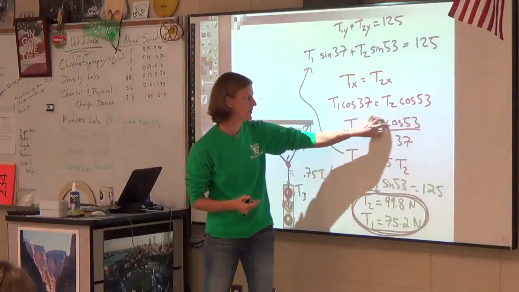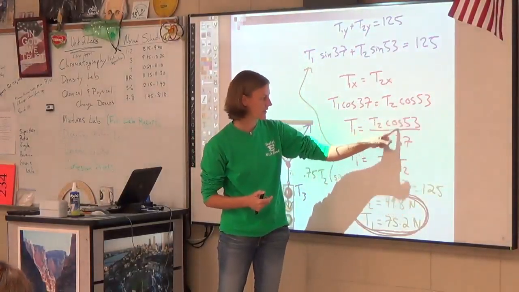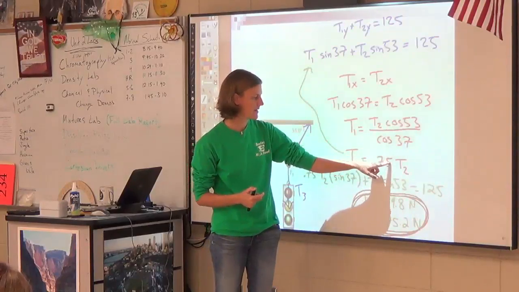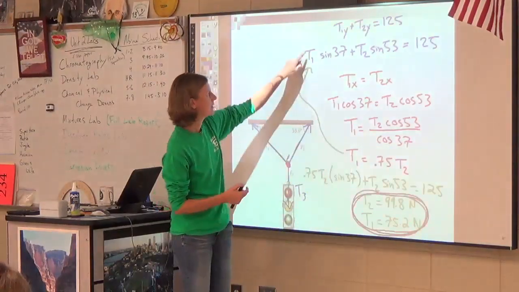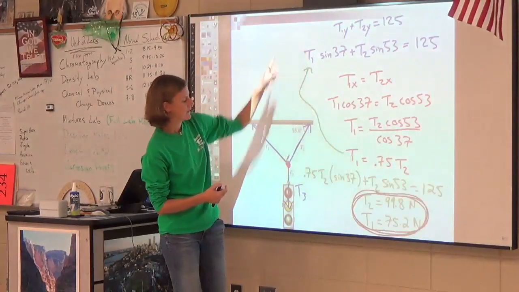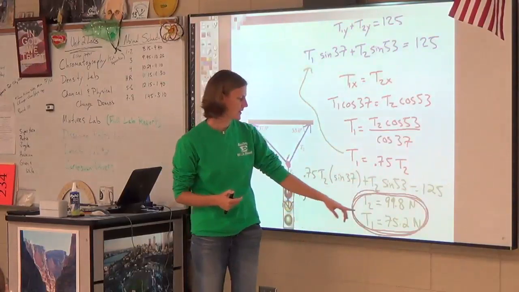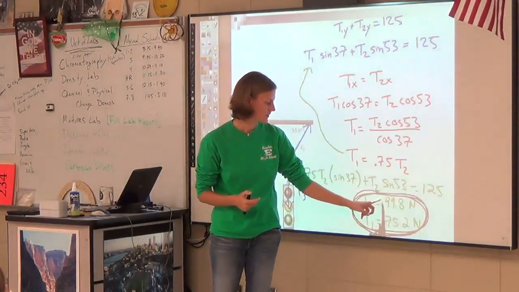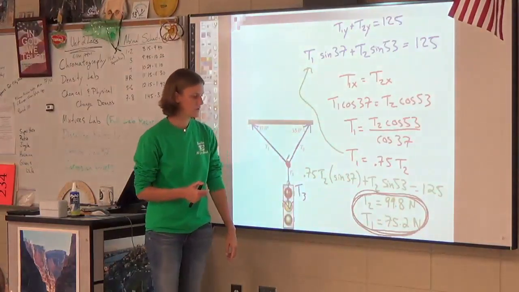So I just divided this cosine over. Simplified this a little bit, put this in the calculator, and that turned out to be 0.75. So then I plugged all that in for T1 up here. Came down here, cleaned it up, and we ended up getting T2 is about 100 newtons, 99.8 newtons, and T1 was 75.2 newtons.